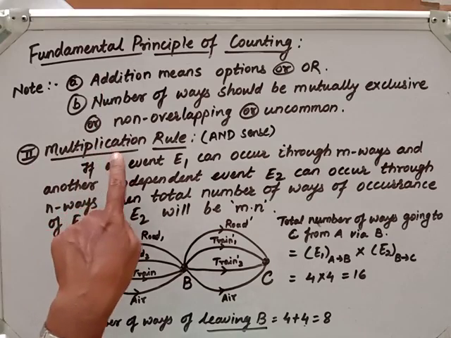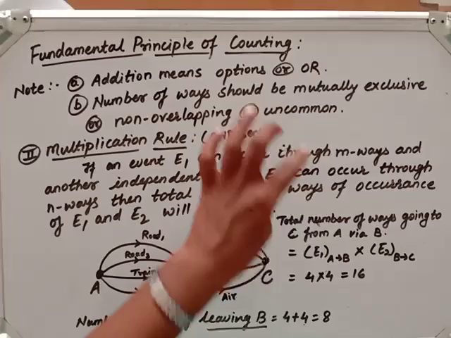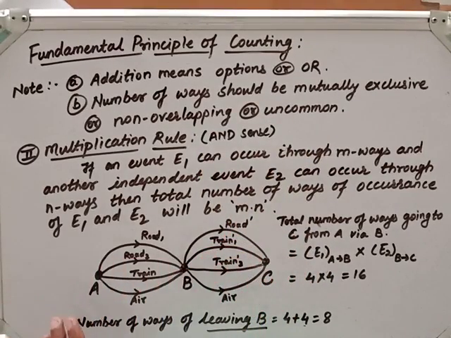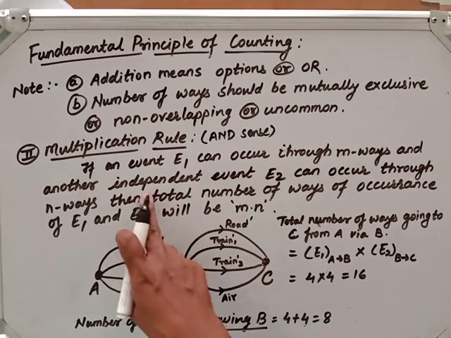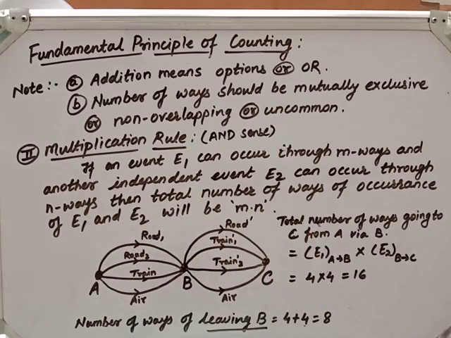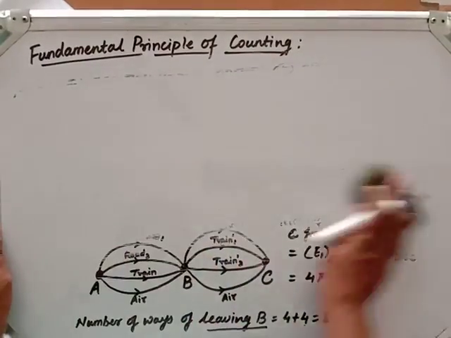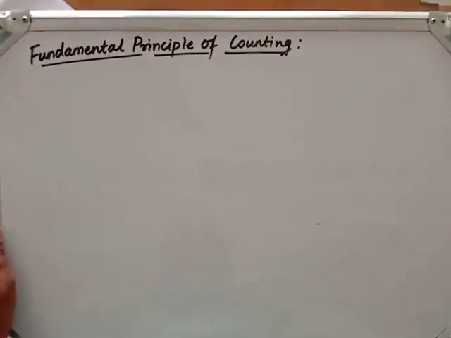Now here the multiplication rule implies "and" or the condition. Here the options and here the conditions. Fine. And for multiplication rule, the events should be what? Independent. They must be different. They won't be the same. Fine. So let us write down the notes for that. Hope you will understand it well.